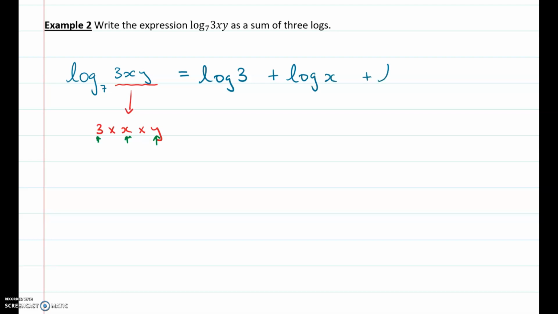So you break all the factors up separately and you add them together. And then the last thing you need to do is remember the base. The base is 7, and that base has to stay the same. So it's log of 3 to the base 7, plus log of x to the base 7, plus log of y to the base 7. And that's our answer. We've split it up.